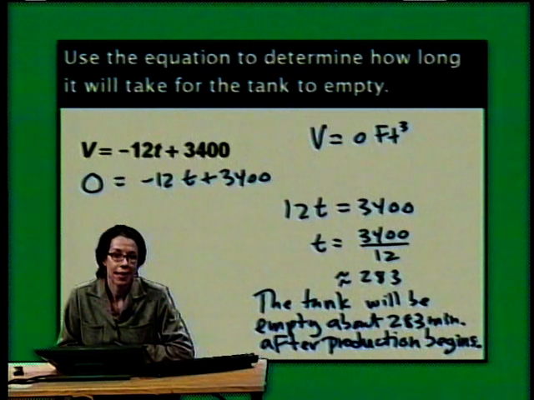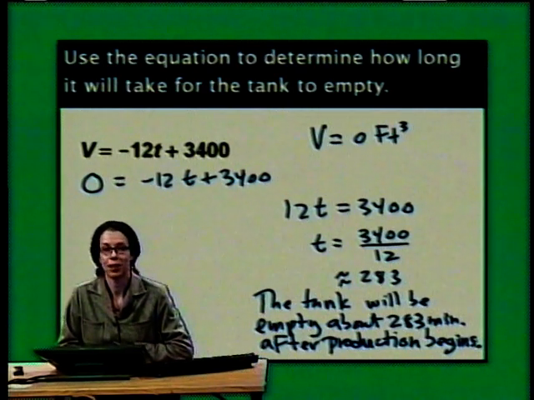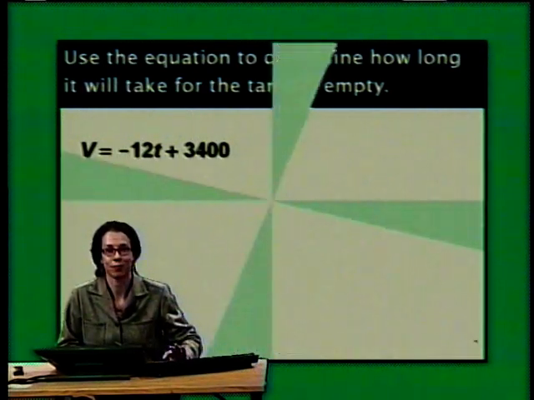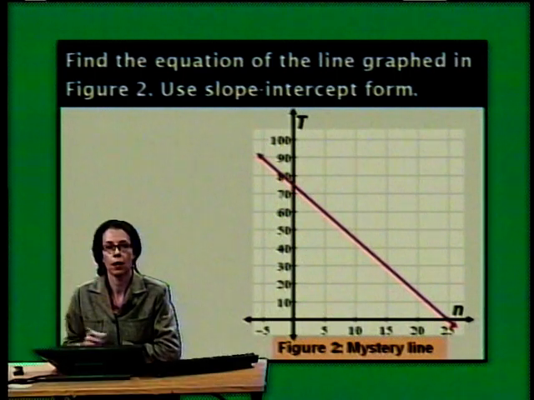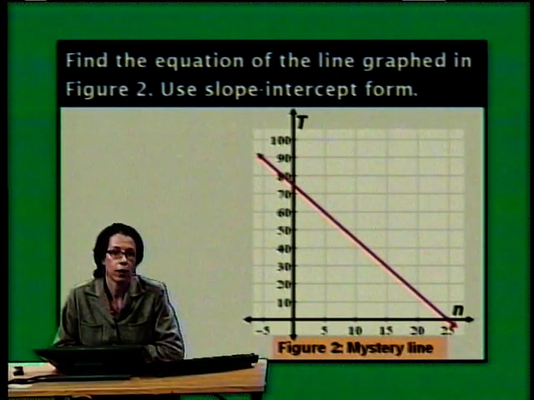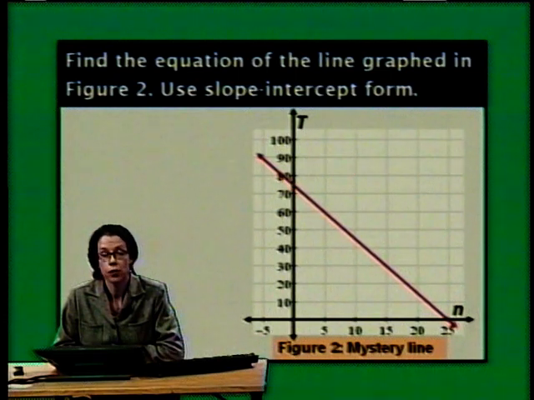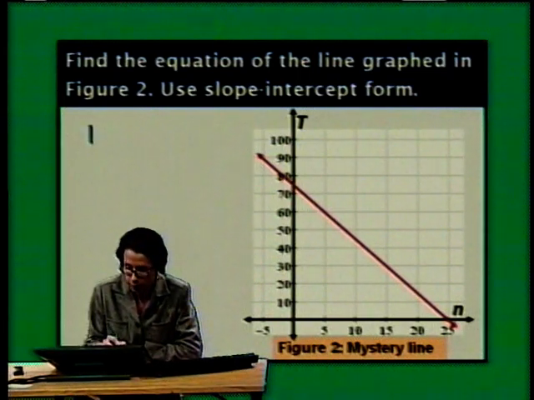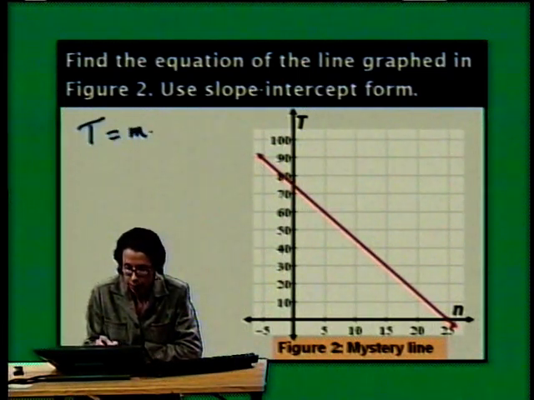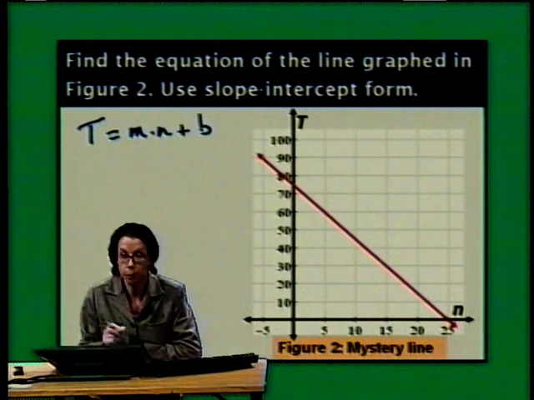So in all of these examples, we had the vertical intercept. Let's see what happens if we don't. So now we're going to find the equation of a line given 2 points, neither of which is the vertical intercept of the line. So now let's find the equation of the line graphed in figure 2. So here we have an equation where we have t in terms of n. So our linear equation is going to be of the form t equals m times n plus b.